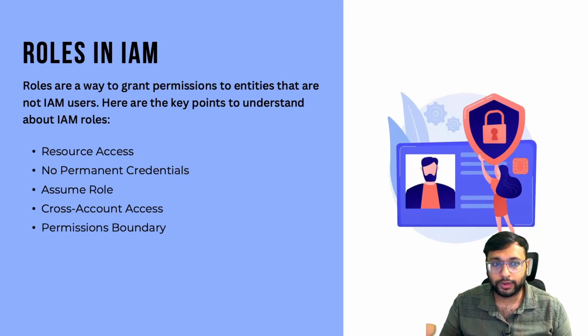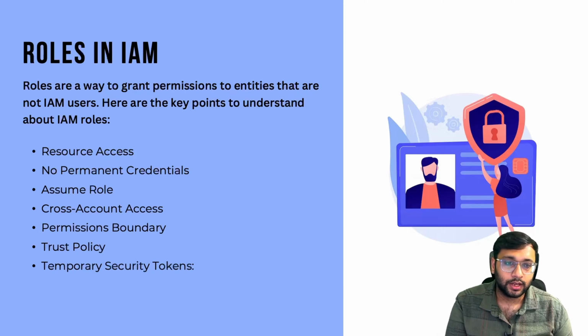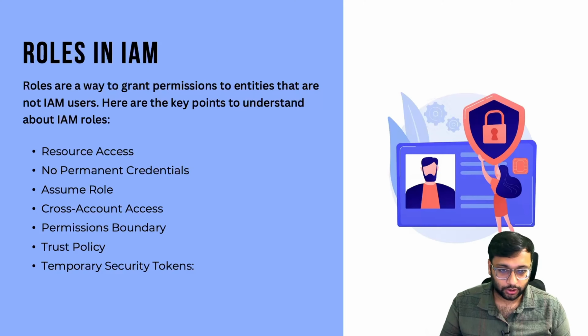Next, permissions boundary. What tasks should be done by a particular resource acting as a role can easily be considered and managed by the AWS admin. Next, trust policy. What is the trust factor of that particular resource acting as a role in IAM can also easily be managed. Next, temporary security tokens. When it comes to accessing two resources, one acting as a role and the other as the resource we need to access, we can easily manage them through temporarily available security tokens.